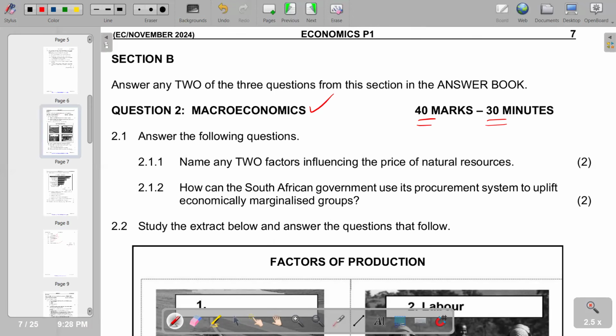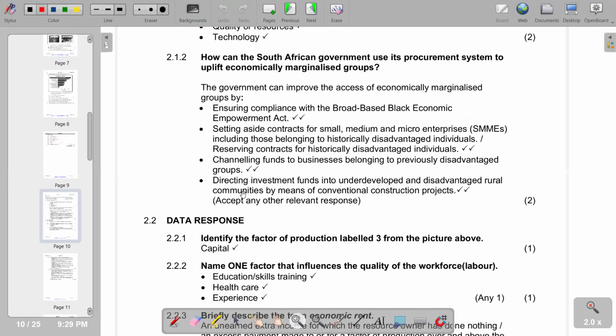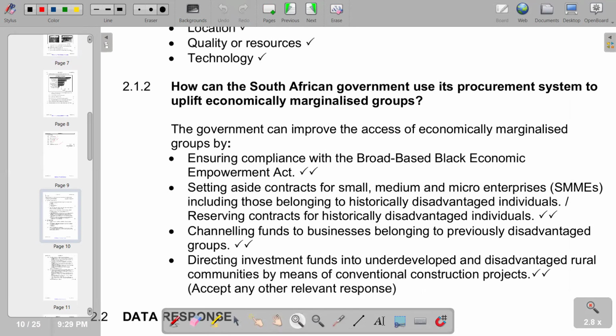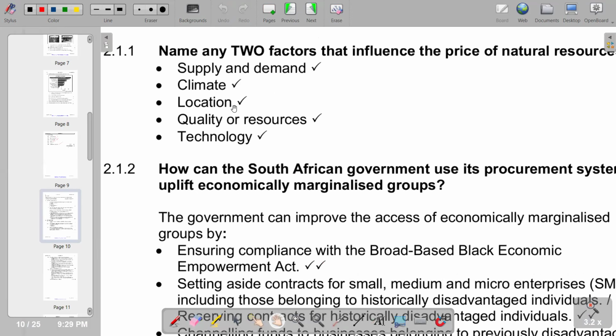We see that we can include various factors, which is obviously climate. When we have got a harsh climate that is going to make the natural resources to be lessened, we're also going to see that when the supply is less, the price will go up. So basically, that's the scenario in terms of factors influencing the price of natural resources. Other factors that we can include are quality of the resources, technology, supply and demand. So we check in terms of our answer section, whereby we have supply and demand, climate, location, quality of resources, technology. So that's what we have on that part.